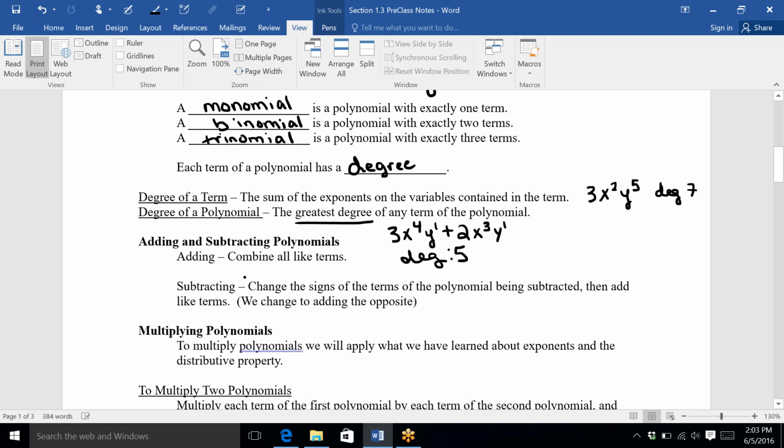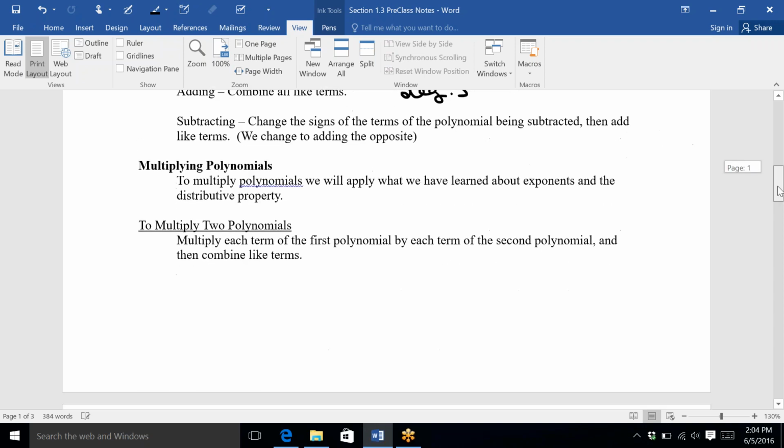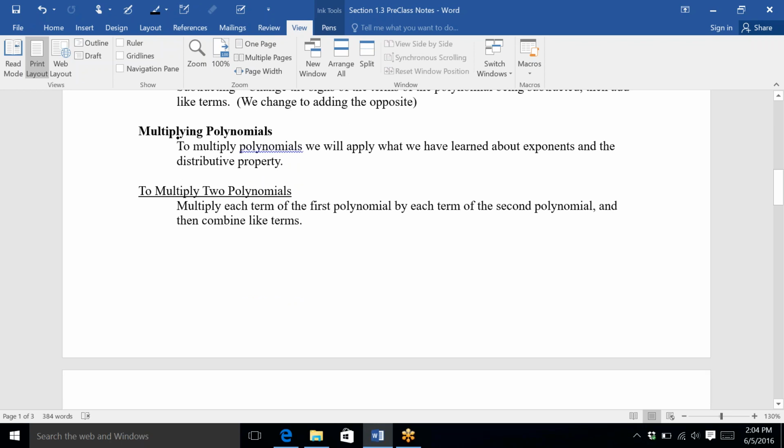Just some general rules of things that we're going to be doing. So these are all review. Adding and subtracting polynomials. If you add, you're just combining like terms. If you're subtracting, first thing we do is usually change the sign or distribute that negative throughout the parentheses and then add like terms. Multiplying, we will apply what we've learned about exponents from the previous section 1.2 and the distributive property. And you multiply each term of the first polynomial by each term of the second and then combine like terms.